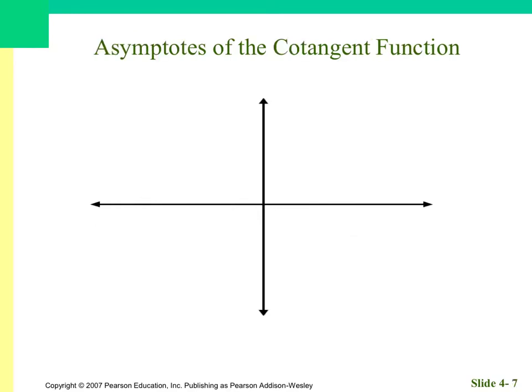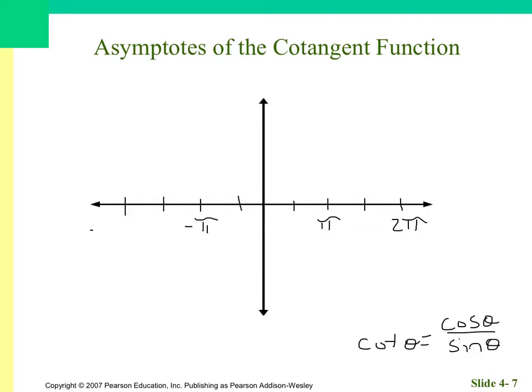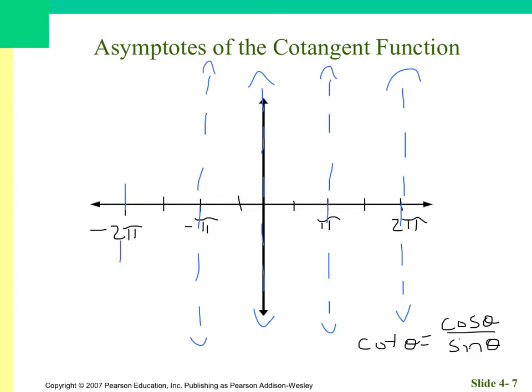The asymptotes of the cotangent function. We're probably going to have to find the zeros too. But cotangent, remember, is cosine over sine. So where is sine equal to 0? We put the asymptotes where sine is equal to 0. So sine equals 0 at 0, pi, and 2 pi, and also negative pi and negative 2 pi.